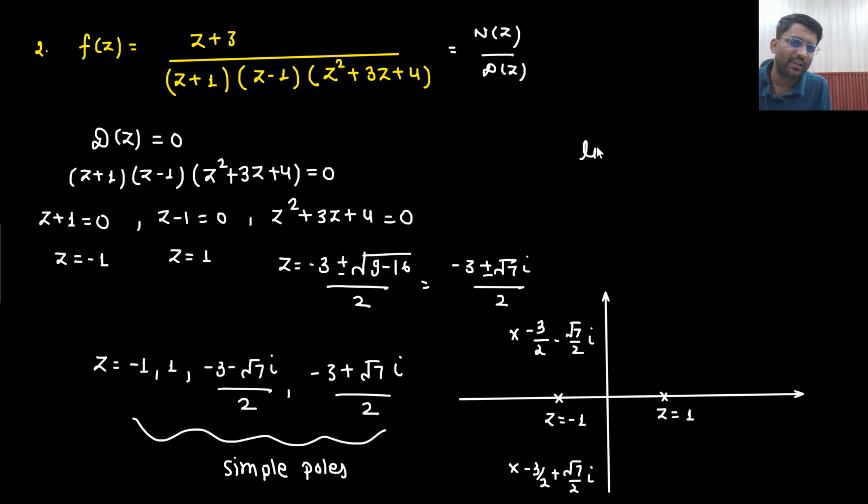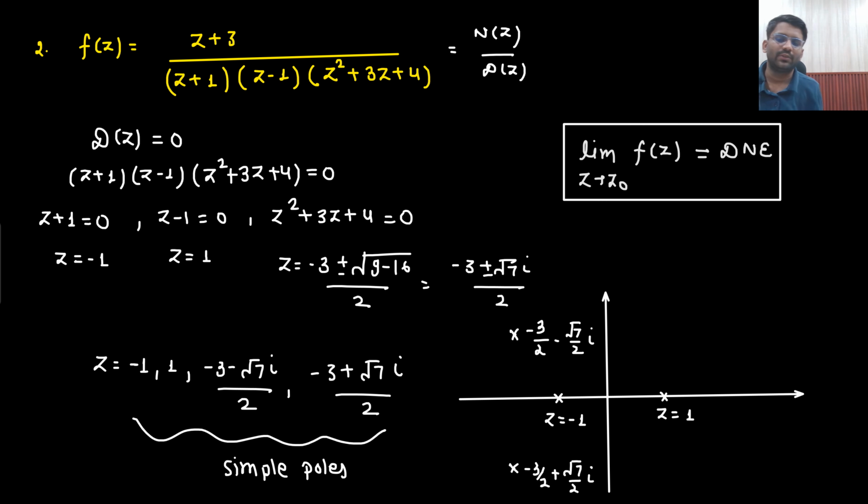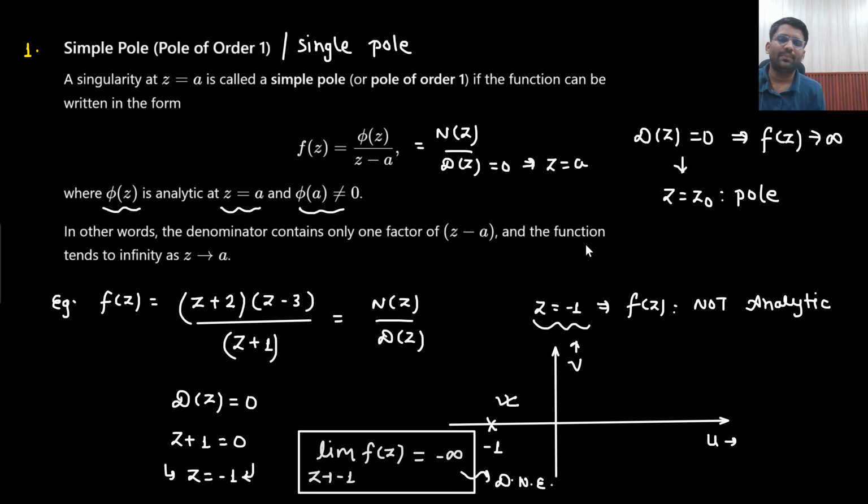That means limit z tending to any z0 point you take, if you find out f of z, it is coming out to be infinity only, or you can say it does not exist. So the limit will not exist at z equals z0 here as well. If it is removable, then it will get cancelled out only. So this is known as your simple pole singularity.